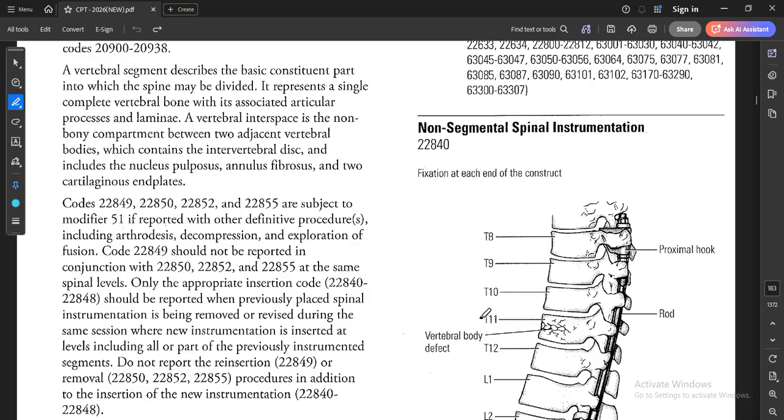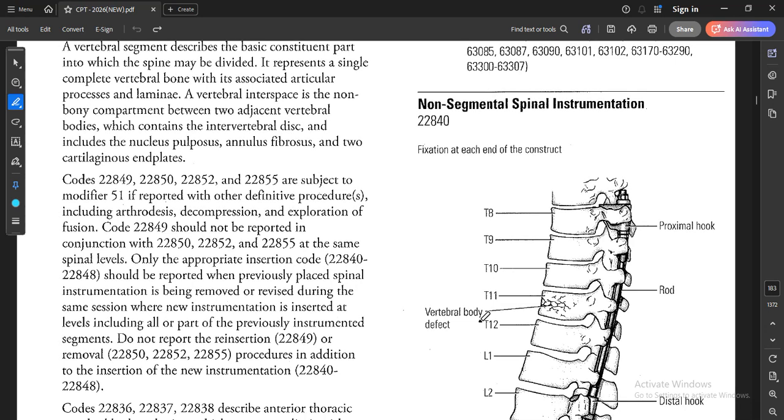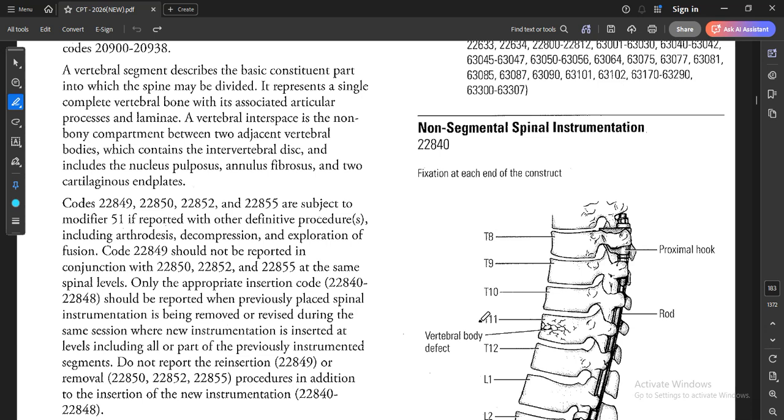Next, what is vertebral interspace? In between the vertebra. Yeah, perfect. So basically, vertebral body or vertebral segment is the bony part of the vertebra. Interspace is the cushion-like or cartilaginous material in between two vertebral bodies. So that is the difference between segment and interspace.